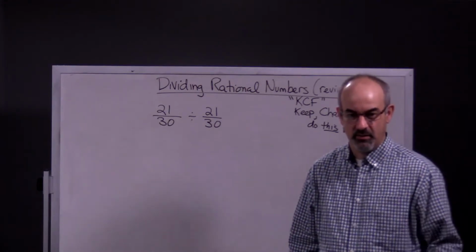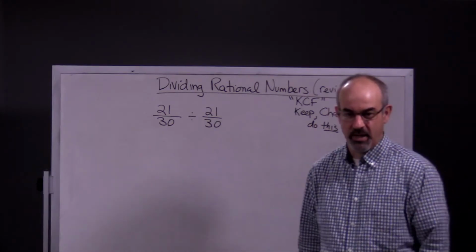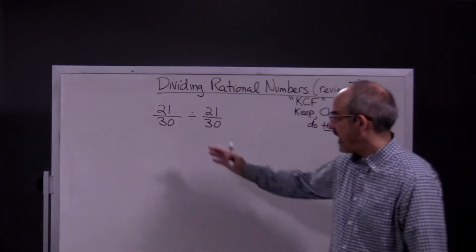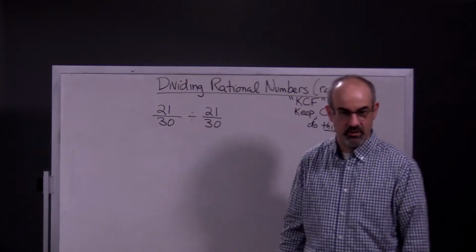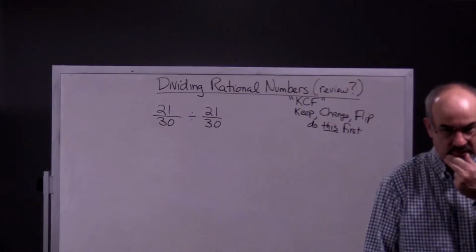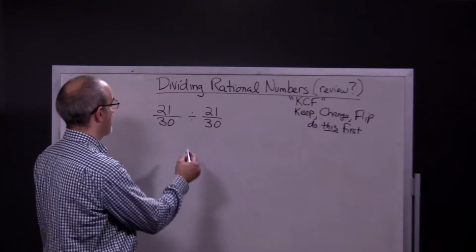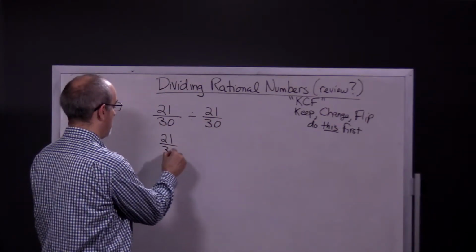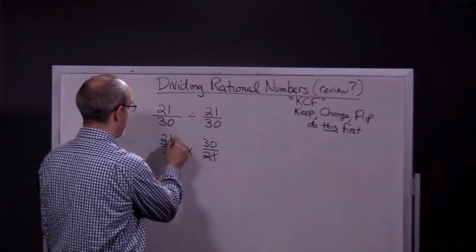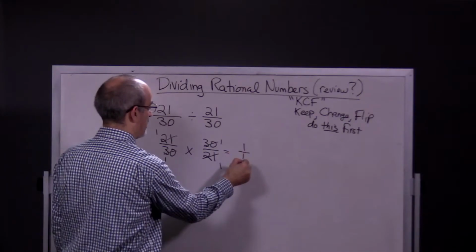Pause the video. Now turn it off. When you're done, turn it back on. The answer is 1, right? Because you have a number divided by that same number, which, as long as this number isn't 0, which it isn't, the answer should be 1. Right? So let's see. Keep, change, flip. Well, these cancel out, these cancel out, and you're left with 1 over 1.